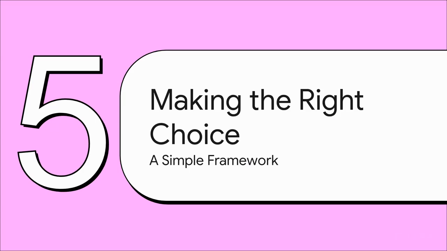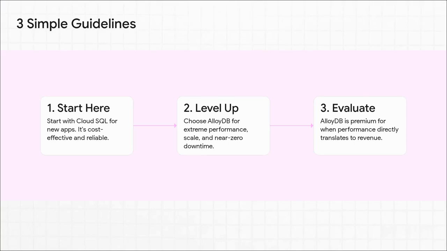So, with two fantastic but very different options on the table, how do you actually make the right call for your project right from the beginning? It really doesn't have to be that complicated. Here are 3 really simple guidelines. First, just start with Cloud SQL. Seriously, for most new apps, for general-purpose stuff, it's the pragmatic, cost-effective, and smart choice. Second, when you know from the get-go that you need insane performance and basically zero downtime, we're talking large-scale fintech, e-commerce, that's when you design for AlloyDB.